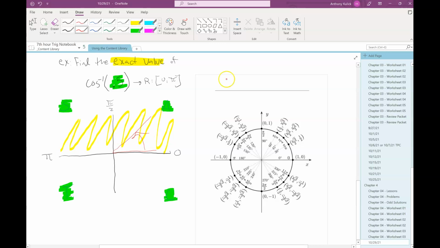I go to my unit circle and I remember the points on my unit circle. The x coordinates are my cosines and the y coordinates are my sines. So I'm going to look in quadrant 1 for the place where the x coordinate is 0.5. That's the spot right there. Everybody agree? And then I'll read the angle measure off my unit circle. So my answer must be pi over 3.